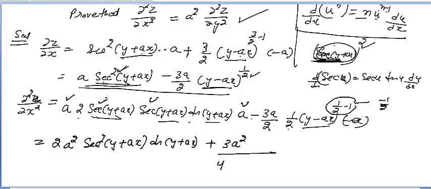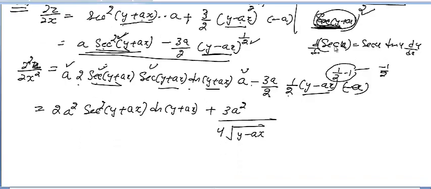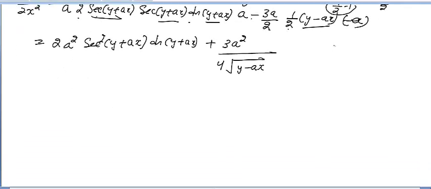You will take it in the denominator and you will get root, because 1 by 2 will become the square root, you have y minus ax. So this is the double derivative with respect to x. So you will keep this thing aside and you will start finding the derivative of z with respect to y. Now, when you are finding the derivative with respect to y, you will keep x as a constant.